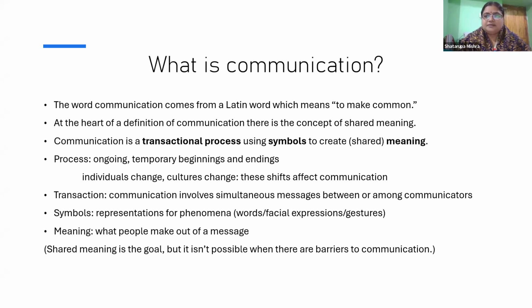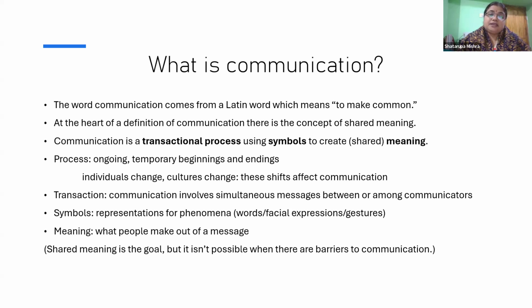Now we may define communication in this way. Communication is a transactional process using symbols to create shared meaning. There are four important words in this definition. Number one, process. Two, transaction. Three, symbols. And four, meaning. We will look at each of them and you will be able to understand why we have defined communication in this manner.